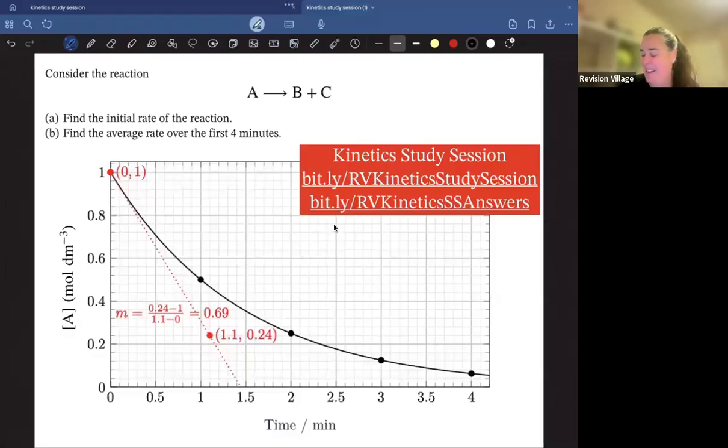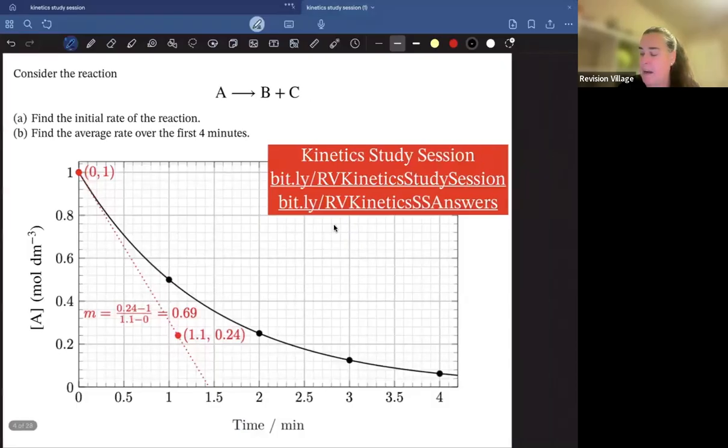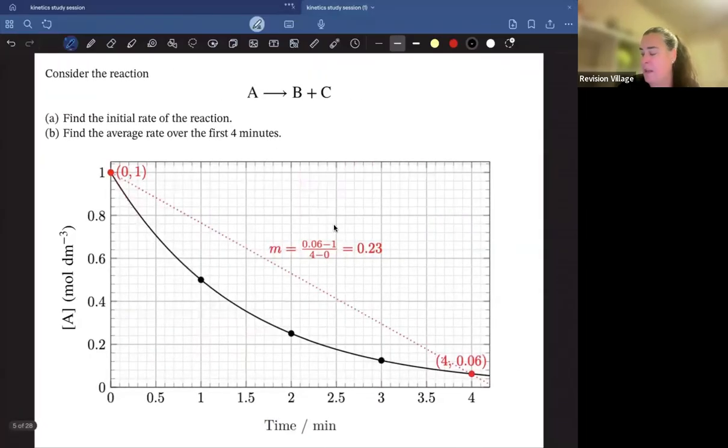You can see I just calculated the rate of that tangent line at t equals 0. I got 0.69. The number isn't very important. But then when I calculated the average rate of the first 4 minutes, you can see I got a much smaller number. I got 0.23. So we're finding that the rate does slow down as the reaction occurs, and I'd like to understand more about that.